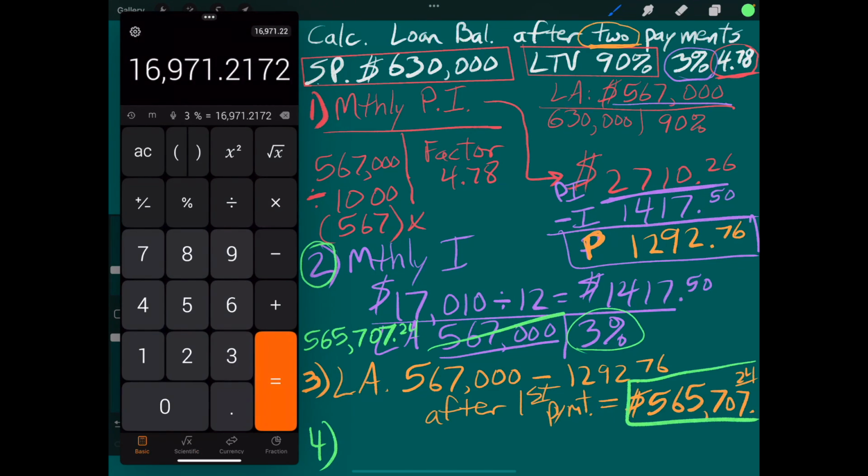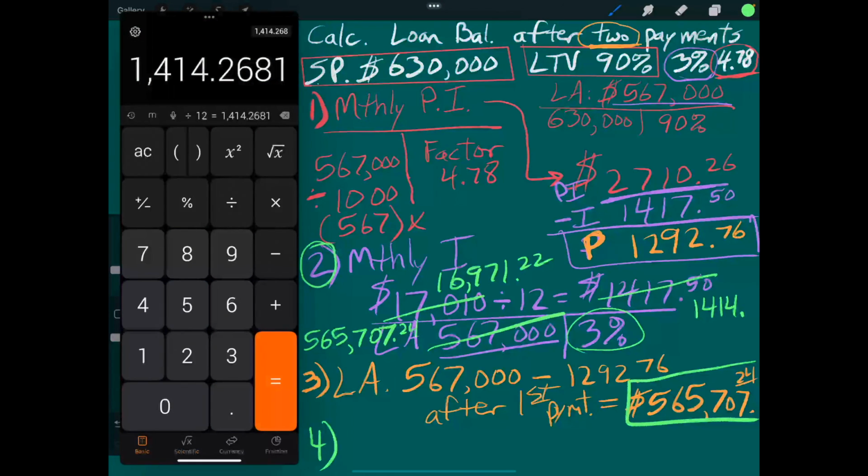That gives us a new annual interest amount of $16,971. We'll round it to 22. We're going to divide that by 12. And instead of $1,417.50, this time around, the amount of interest we paid was $1,414.27 after the second month. With the second month's payment, that's the interest that we paid. That's what part of the monthly payment went toward interest.